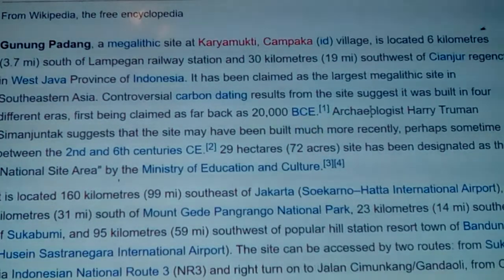Results from the site suggest it was built in four different eras, first being claimed as far back as 20,000 BC. Archaeologist Harry Truman Simanjuntak suggests that the site may have been built much more recently, perhaps sometime between the 2nd and 6th centuries Common Era. Well, I think they realized that the top part was reset and people had done something there, and so you said that's an occupation, but then they did core sample drilling into there.